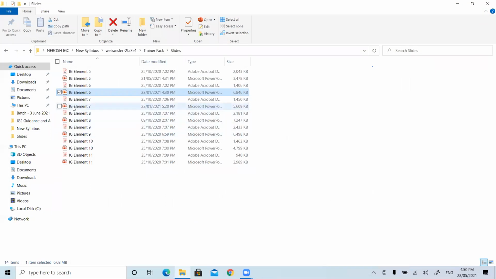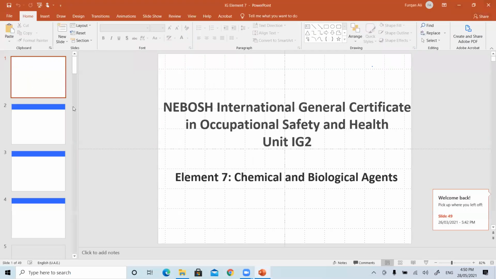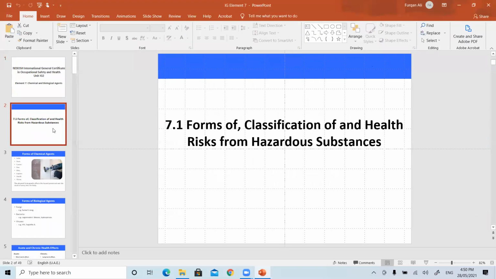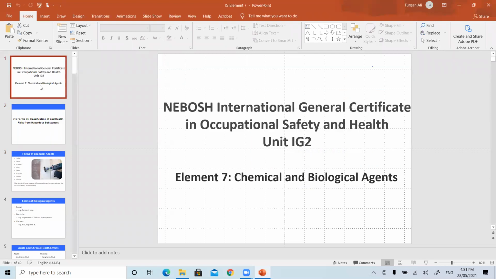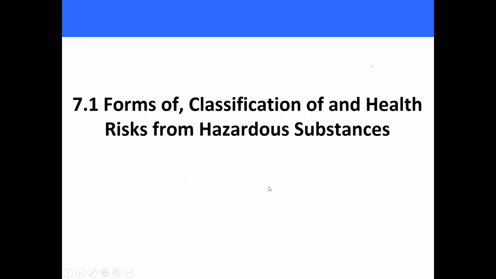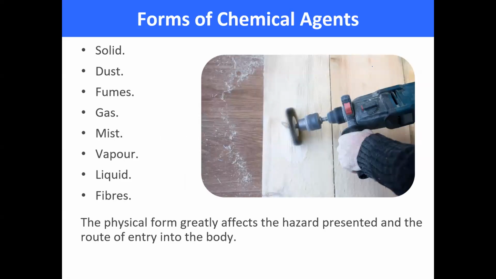Element number 7, I'll just quickly go through the hazard and control. I'm not going to go through all the slides, okay? Let me just share with you. Element number 7 is related to chemical and biological agents, okay? So there are various chemical and biological agents which you can face in the workplace.